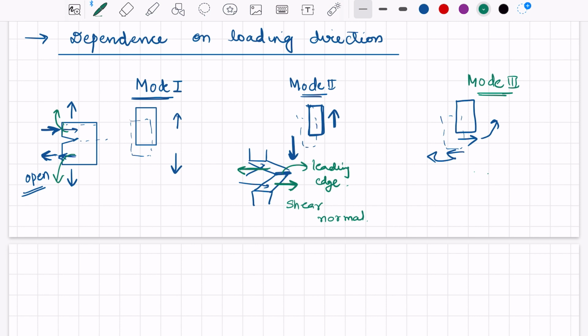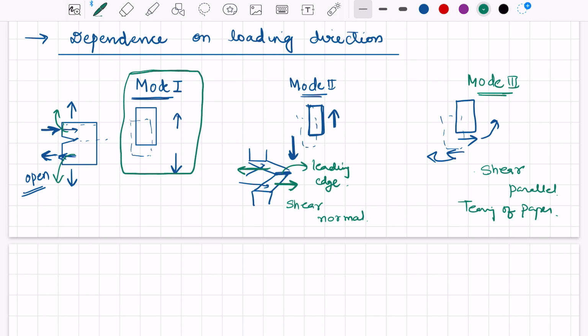So the shear stress that is applied is parallel to the leading edge. You can take an example of tearing of paper. In that case, you are applying mode 3 loading condition. In most of the conditions, there is crack opening. So mode 1 fracture toughness is mostly determined.